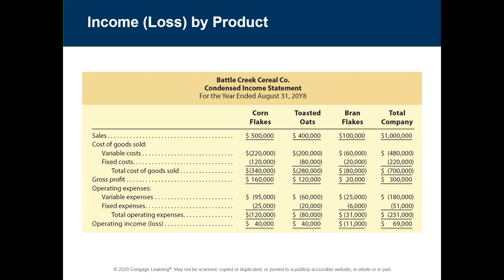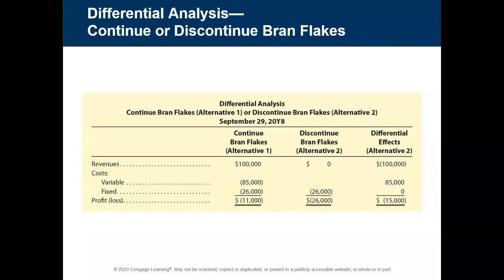But what this lets us do is make the first decision. Okay, Bran Flakes aren't as evil as we thought they were. So we probably shouldn't just get rid of a product line altogether, but maybe we can start a new product line or expand an existing product line. And then we can go through this decision-making process again. Okay.